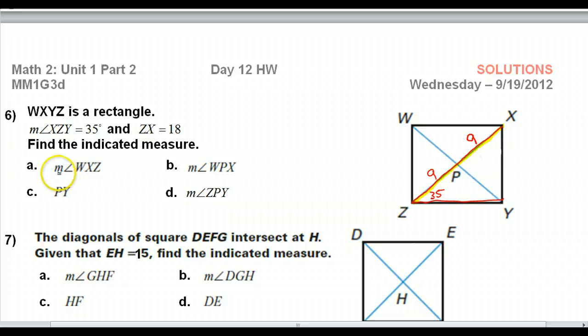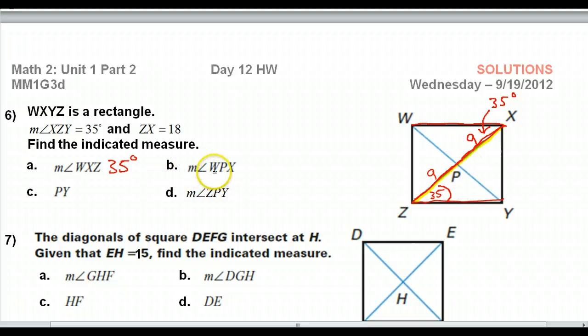We're supposed to find angle WXZ. Okay, angle WXZ. Well, angle WXZ goes like this. All right, so angle WXZ is this angle right here. Well, that's a Z angle with the 35. So if this is 35, then this is going to be 35 degrees. So that's going to be 35 degrees. Those are Z angles.